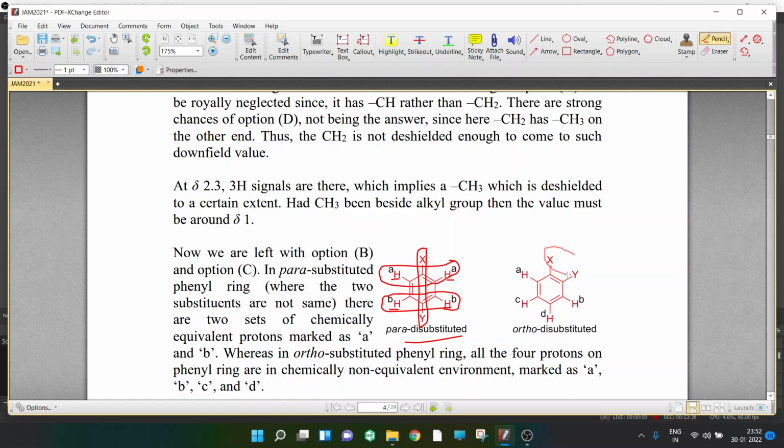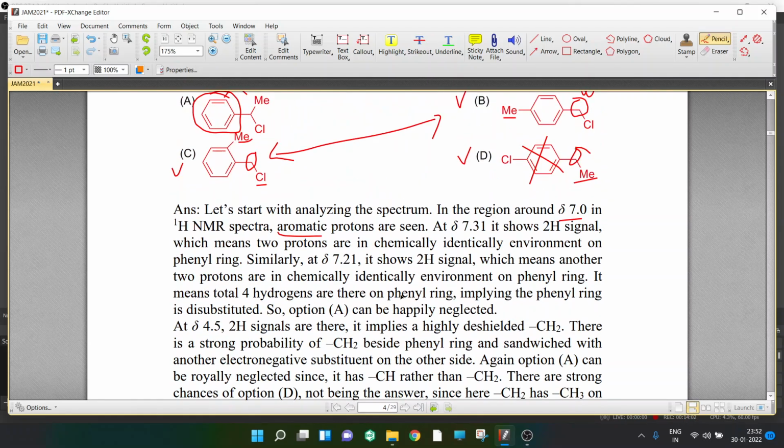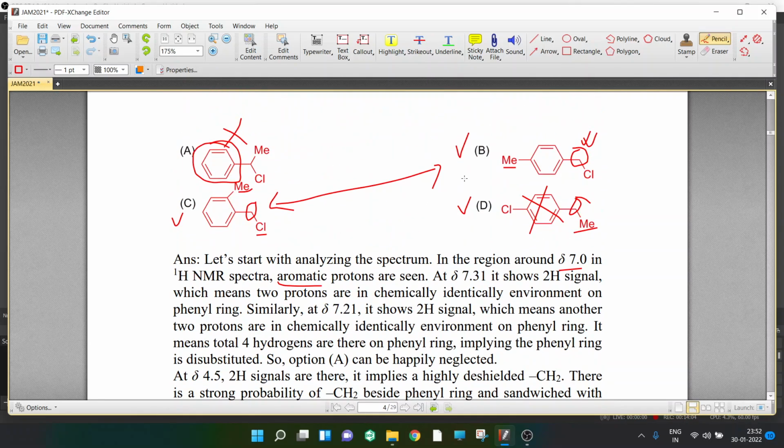Whereas what happens when they are ortho-substituted? This is when para disubstituted is there. When ortho-disubstituted is there, A is different, B is different. Why? Because A, if I go to the next carbon, I am seeing a carbon with X. In B, when I am going here, I am seeing a carbon next to that which is having Y. X and Y are different. So these 2 are different. Similarly, C and D are also different. So it should have shown 4 different kinds of protons, not 2 sets. So the answer has to be B, right?